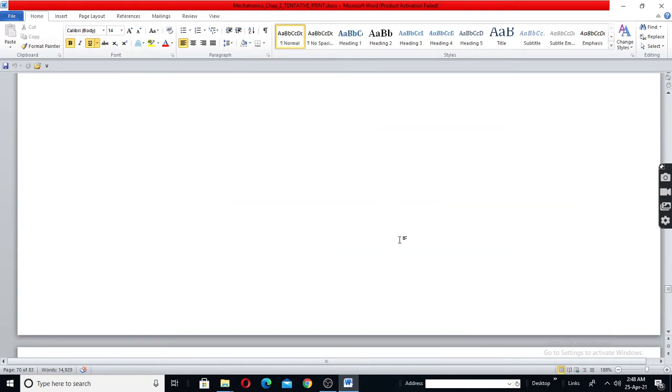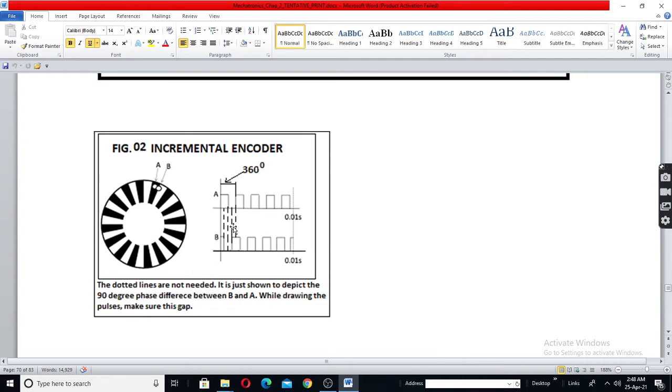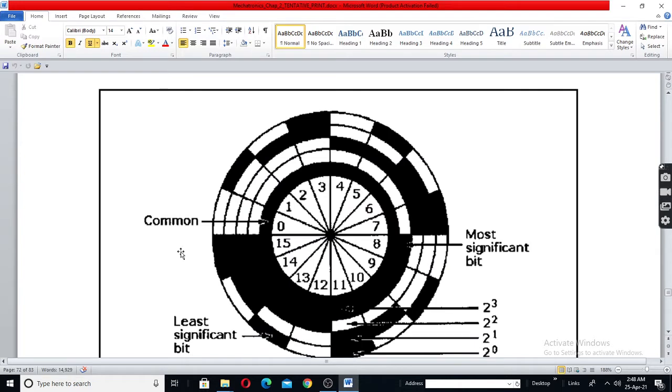But in absolute encoder, there is no repetition. Each position has unique code, 0 to 15 means 16 codes. Here we have 4 tracks. If we have 2 tracks, we will have 4 patterns. With 4 tracks, 16 codes, 0 0 0 0 to 1 1 1 1.